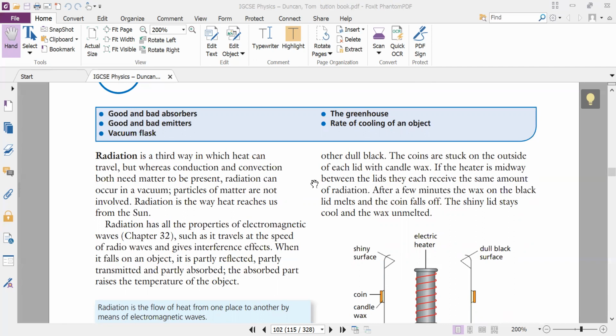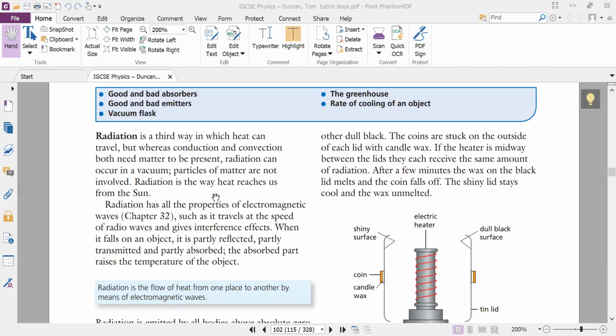They give one very good example: the radiation we are getting from the sun. This is also the method by which we are getting sunlight towards us. This is radiation, right? And the next paragraph, radiation.